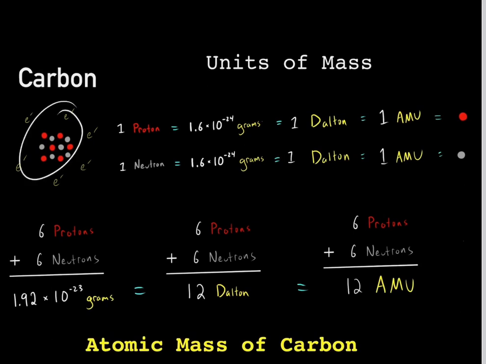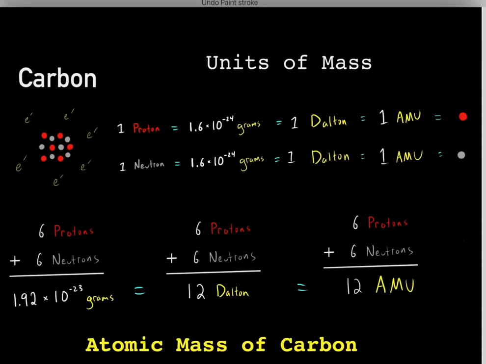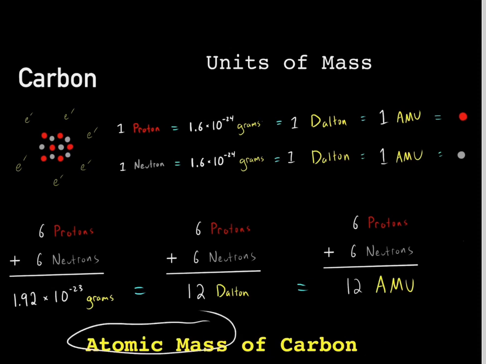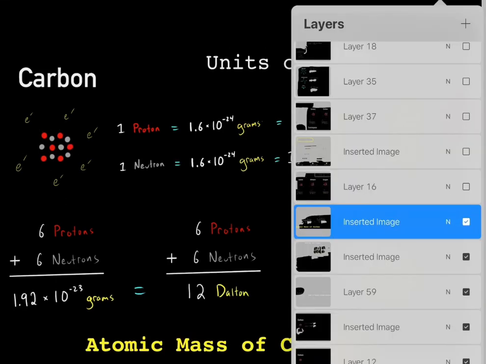And again, a carbon atom has 6 protons and 6 neutrons, so therefore it has an atomic mass of 12 Daltons. Or you could say this carbon has an atomic mass of 12 atomic mass units. These are all just different ways to represent the atomic mass of carbon. And again, the atomic mass is the mass in the nucleus of an atom.